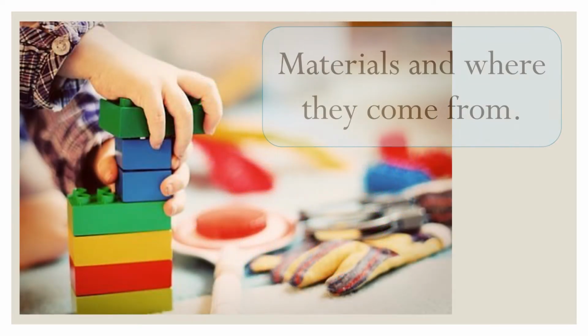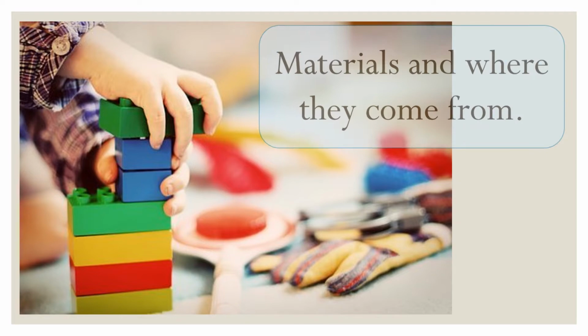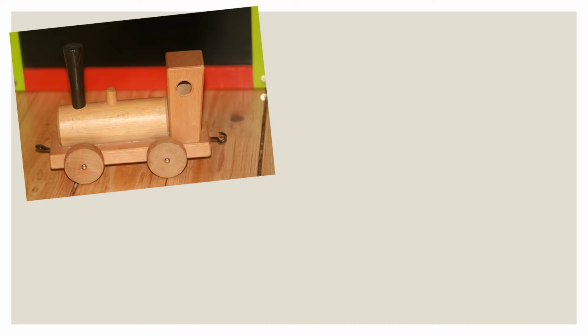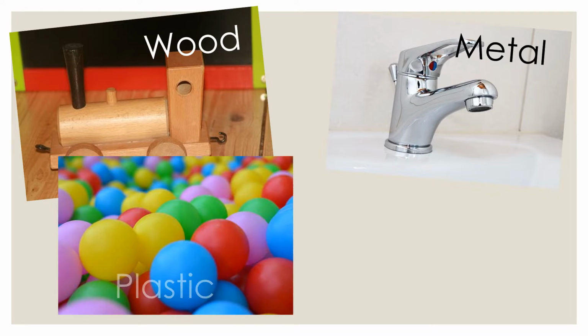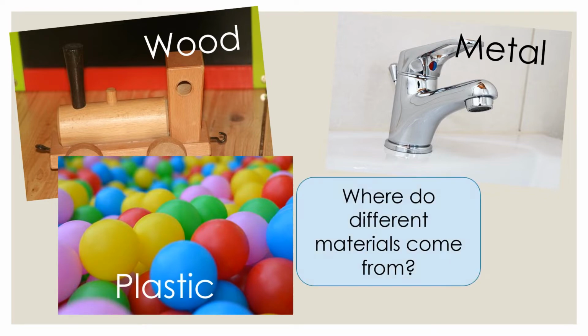This video is about different materials and where they come from. Different objects are made from different materials. This train is made from wood. This tap is made from metal. And these balls are made from plastic. But where do these different materials come from?